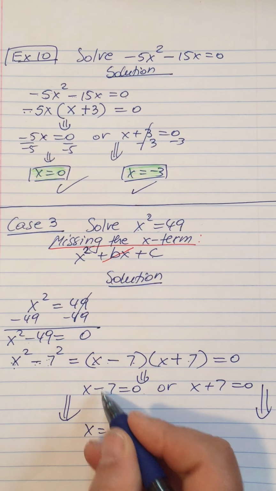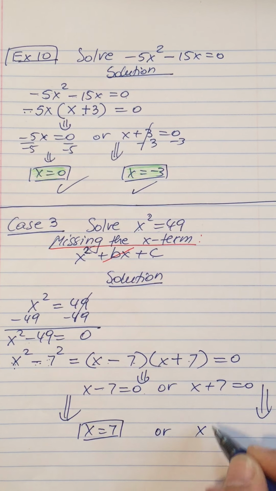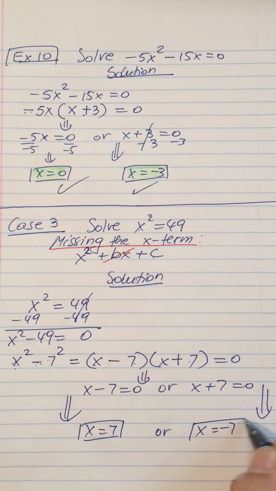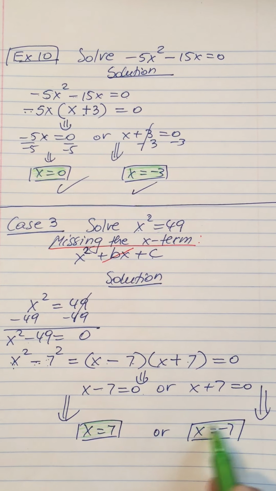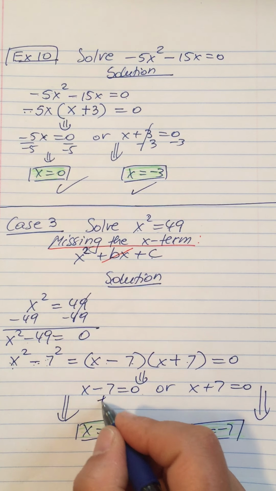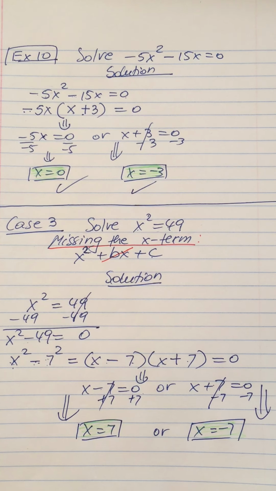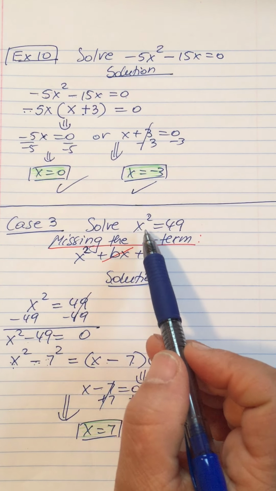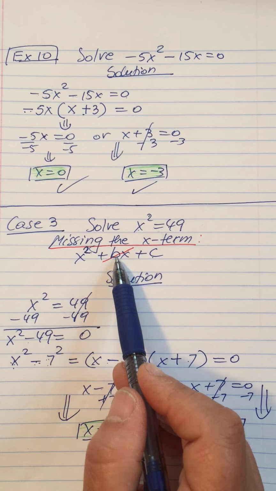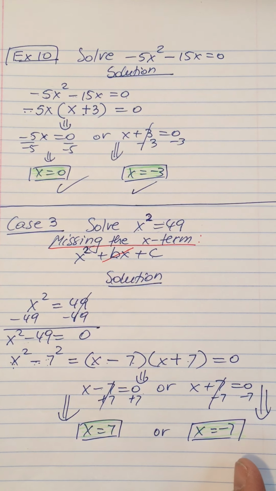So x is positive 7, or x is negative 7. Or you can add 7 to both sides, and here you can subtract 7 from both sides. Okay? Now, let me repeat this with the square root property, and you'll see that if the x term is missing and you have the square and the constant, the other method works better than this. Now let me repeat it.